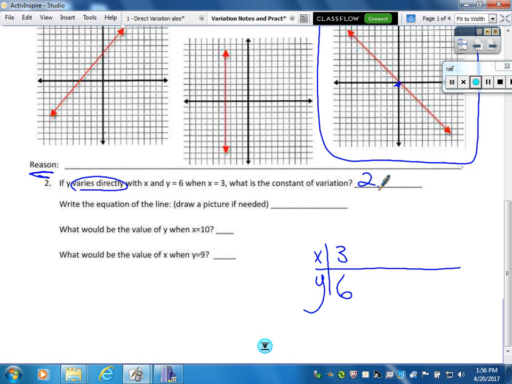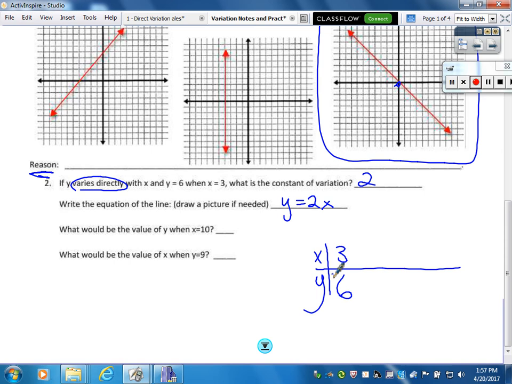Let's write the equation of the line. Remember, that's y equals kx. So all we need is that constant we were talking about, so 2x. Now I hope this equation makes sense to you. It says every x gets multiplied by 2. That's what it's saying. So 2 times x, that means every x you plug in here will get multiplied by 2 to get your y value.